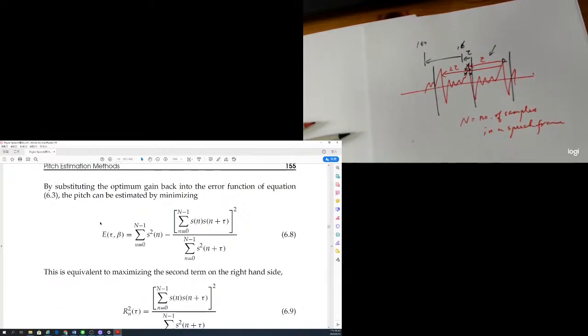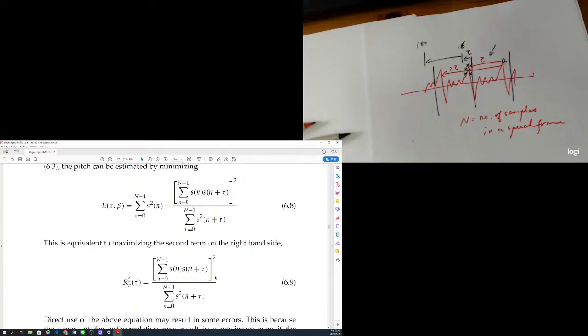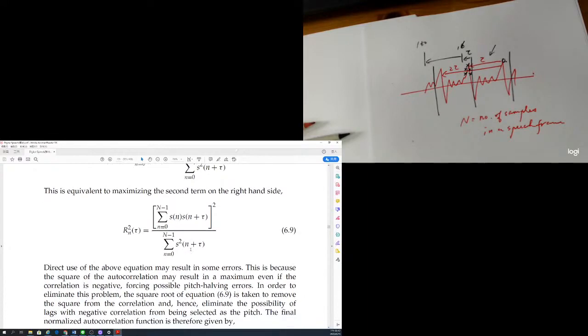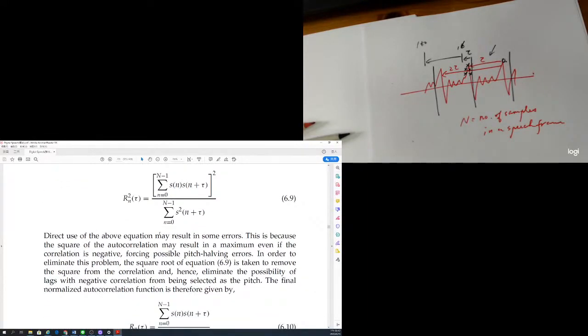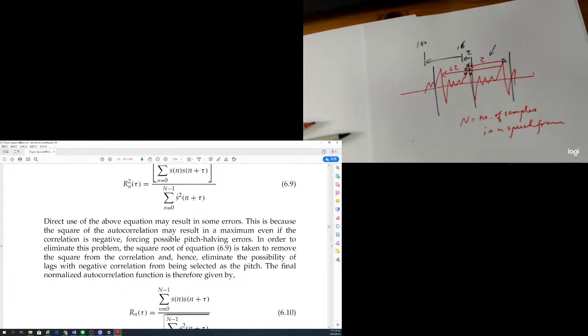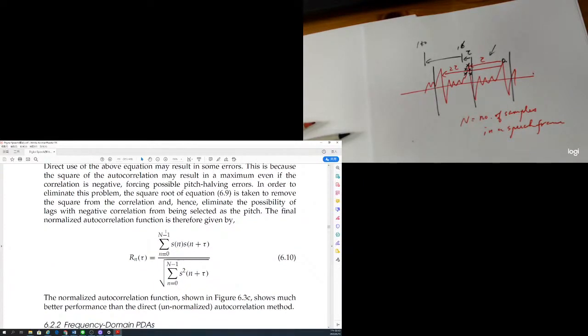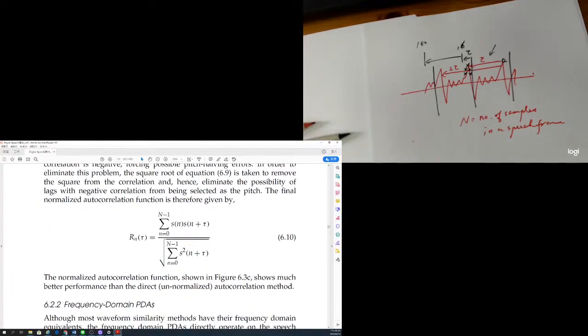So if we try to minimize the distortion, this first term is your signal energy, so we have to maximize the second term. This one is our normalized autocorrelation. What some standards do is adopt this kind of approach to find the pitch location. However, in the other way, you can also take the square calculation, which is similar.